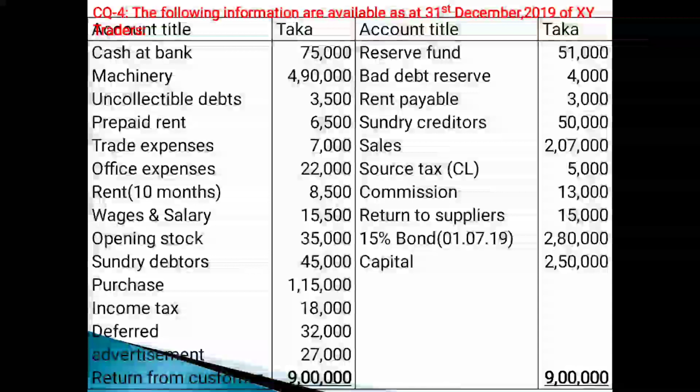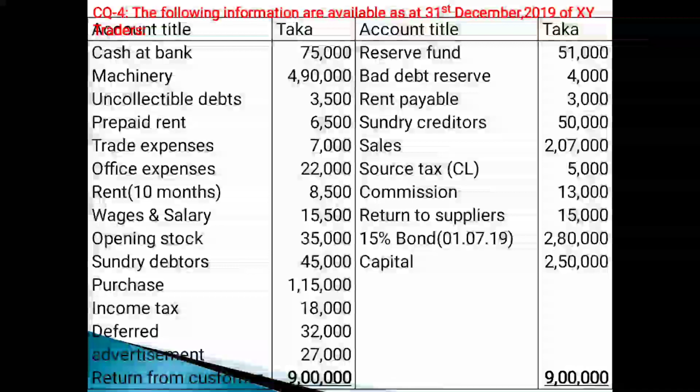Rent payable is one kind of current liability, that is short-term liability. It is shown in current liability in the statement of financial position. Sundry creditors, that is accounts payable, is a short-term liability to be shown in the statement of financial position. Sales is the biggest income for any business, so it is to be shown in the statement of comprehensive income.